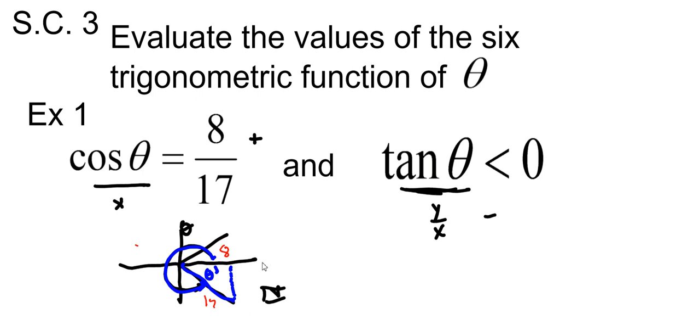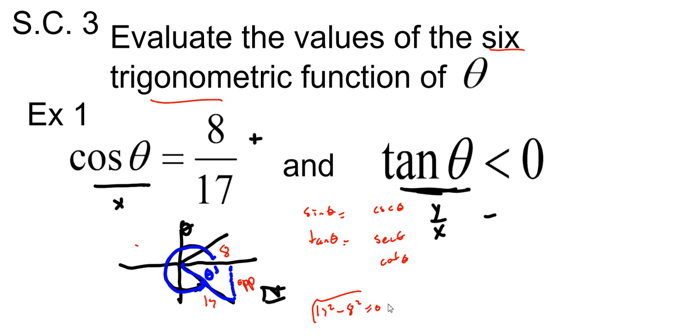Well, to figure this out, we're going to have to find our opposite side, because in order to figure out all of our different trigonometric functions, we have to know what sine of this angle is, what cosine we already have, what tangent of the angle is, what cosecant of the angle is going to be, what secant of the angle is going to be, and what cotangent of this angle is going to be. Once we find this opposite side by using the Pythagorean theorem, 17 squared minus 8 squared, and take the square root of that, that'll give us our opposite side. I'll call that O.